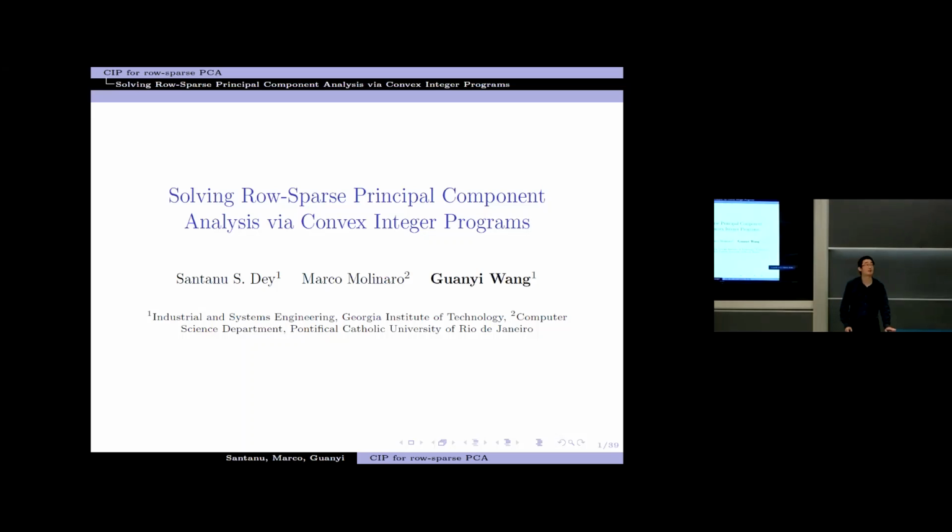And today I would like to talk about my PhD research, solving Row-Sparse principal component analysis for Convex integer program. And this is a joint work with my PhD advisor, Santanu S, and one of my co-authors, Molinaro.